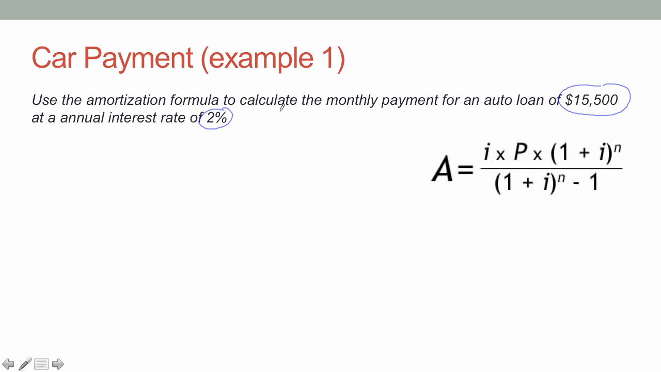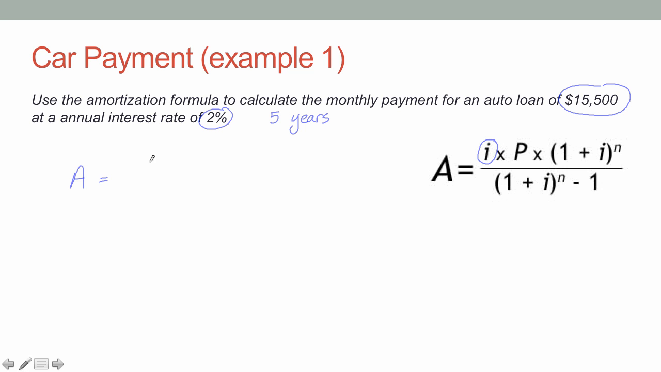And I didn't put it down, but we're going to do this for 5 years. All right, how do I do this? So we're going to calculate the amortization. What is the monthly rate? Let's first start off with I. I is your monthly interest, right?